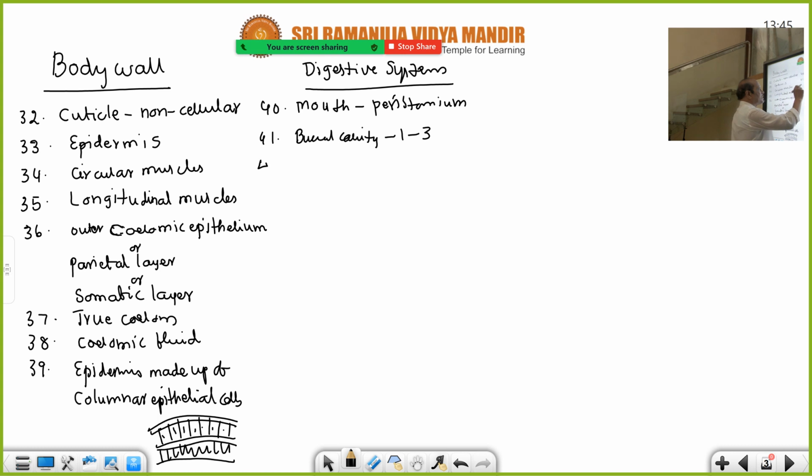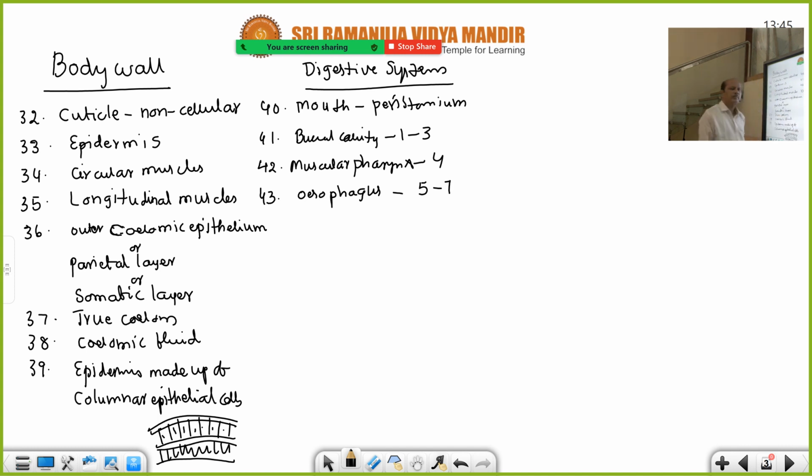Then muscular pharynx. Buccal cavity leads into muscular pharynx. You say like this. Muscular pharynx, fourth segment. And then followed by lengthy tubular esophagus, segments 5 to 7. Especially digestive system, alimentary canal. You remember this. So important.